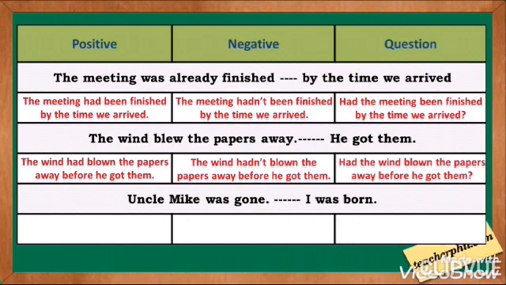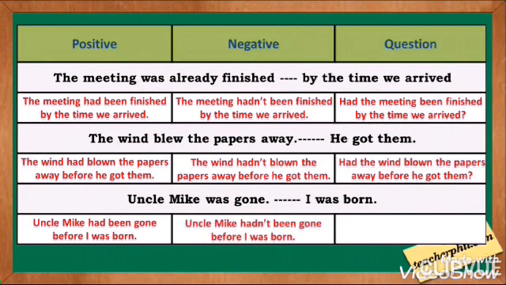The last example here, Uncle Mike was gone. I was born. The positive form, it will be Uncle Mike had been gone before I was born. The negative form, it will be Uncle Mike hadn't been gone before I was born. The question form, had Uncle Mike been gone before I was born?